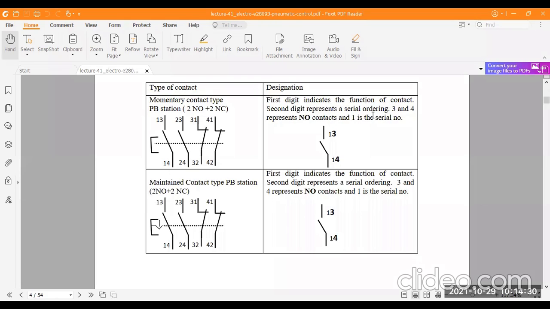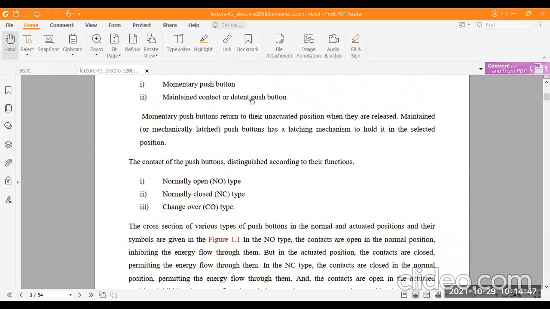ordering. The 3 and 4 represent NO contacts. This is a NO contact, and 1 is the serial number. These are basically the symbols of the momentary contact type of push button switches. Another one here is the maintained contact type. This second part is the maintained contact type or detent push button switch.